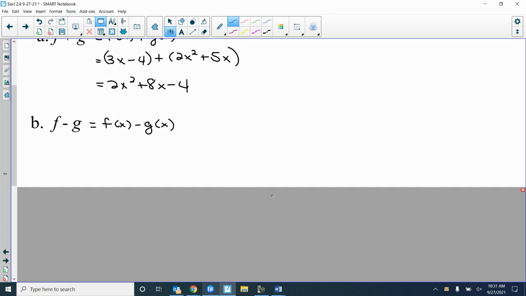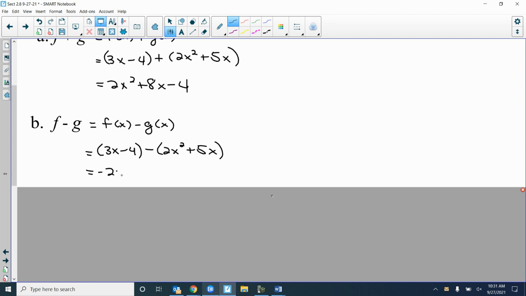F of x minus g of x. Well, for this, it is critical that you put that second one in parentheses because you're subtracting that whole function. So if there's more than one term, you've got to have it in parentheses. I'm just going to mentally distribute the negative, combine like terms.